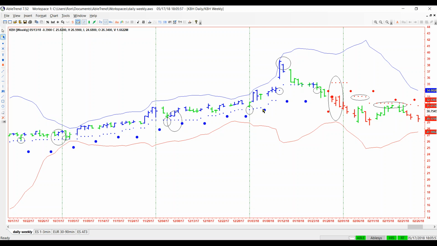You've got the blue dots there. Every time it came down, bounced off and it went up. Came down here, bounced off and it went up. The blue dots block the price from going lower. What does that mean? It means we're in an uptrend. Stay in the trade. You're safe.